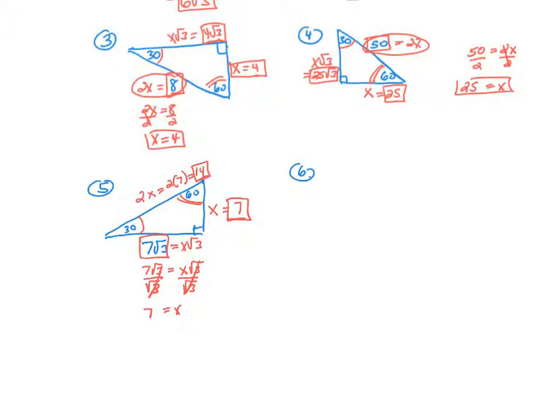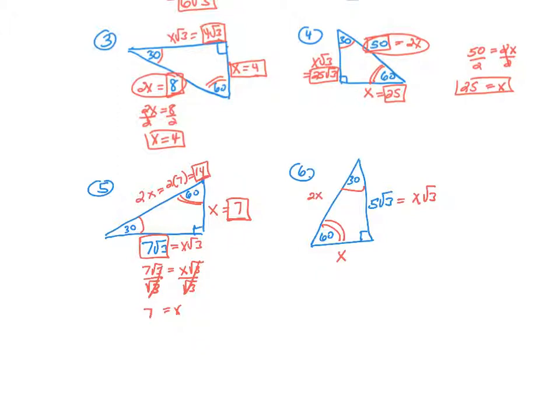Okay, and number 6, we have 60 degrees given to us in this lower left-hand corner, and it's a right triangle. And across from 60 has 5 square root of 3. So up here at the top, it's got to be 30 degrees. And so let's label our sides. Across from 30 degrees gets the x. Across from 60 degrees gets x square root of 3. And the hypotenuse is 2 times x.